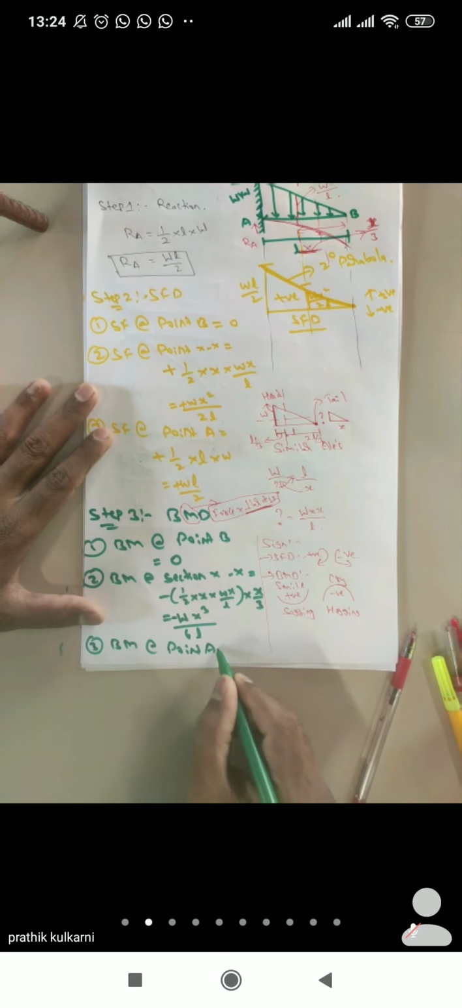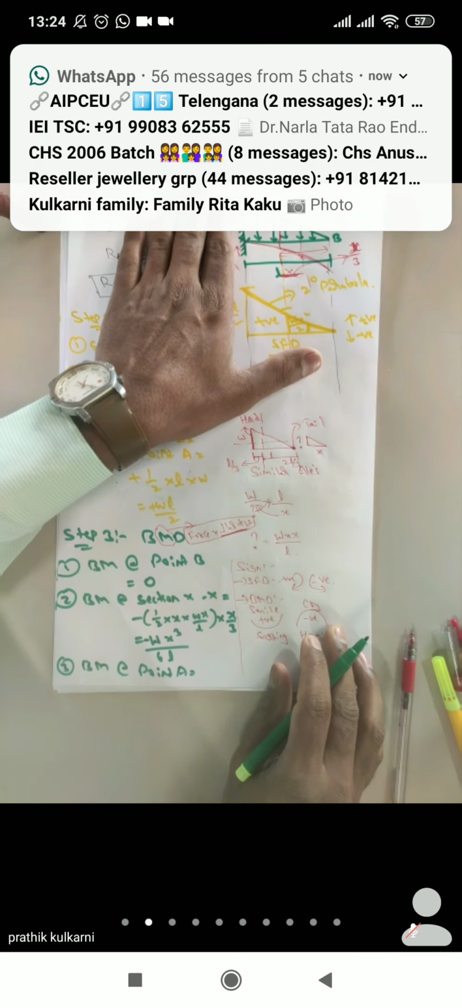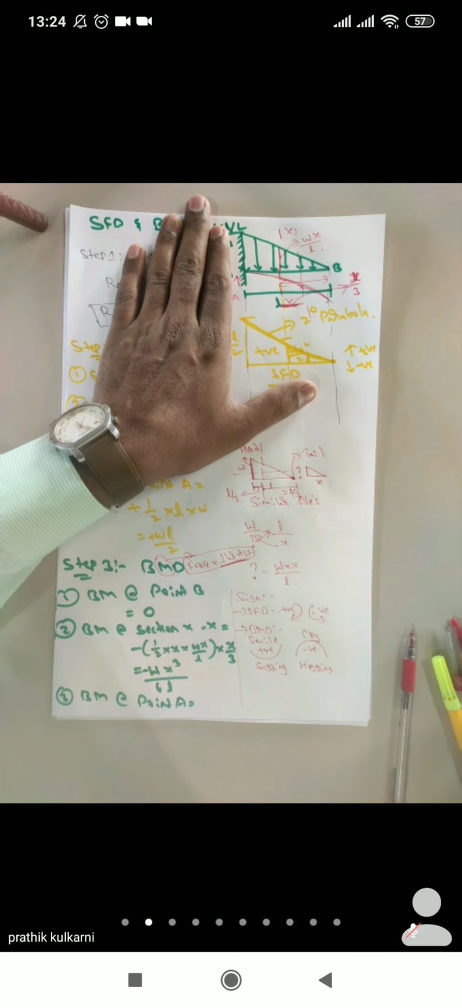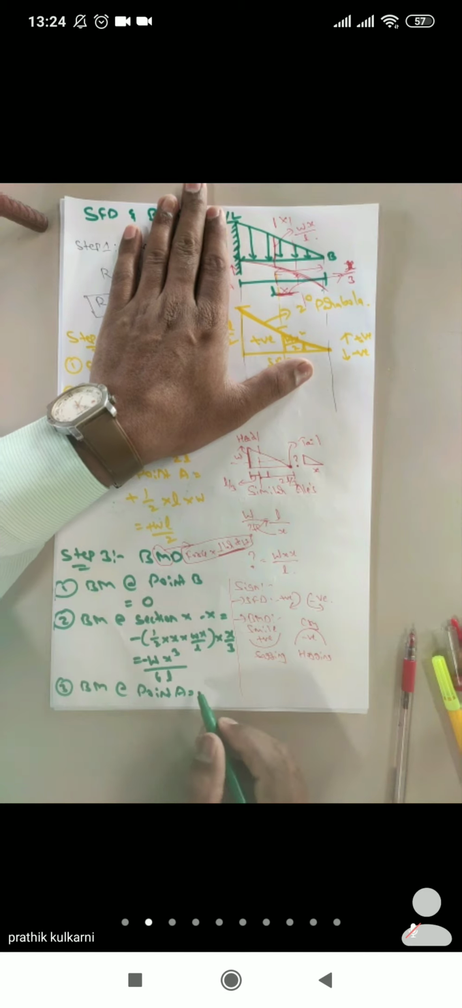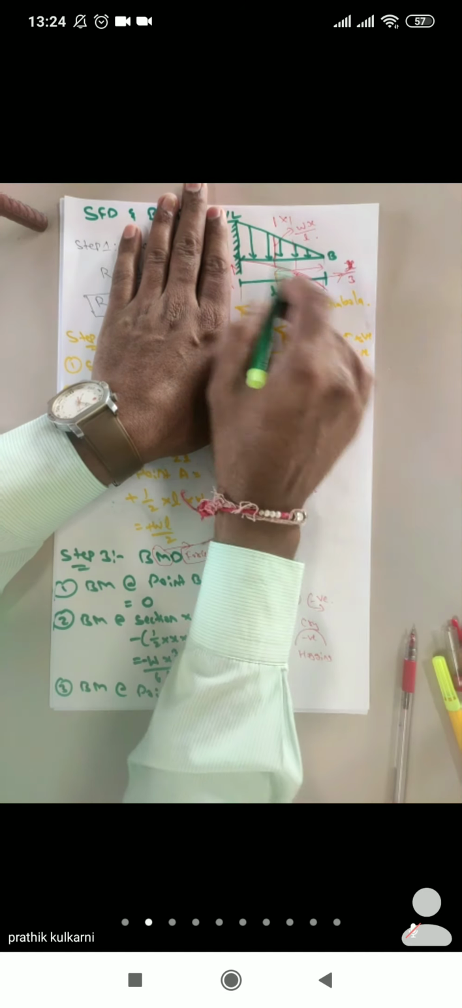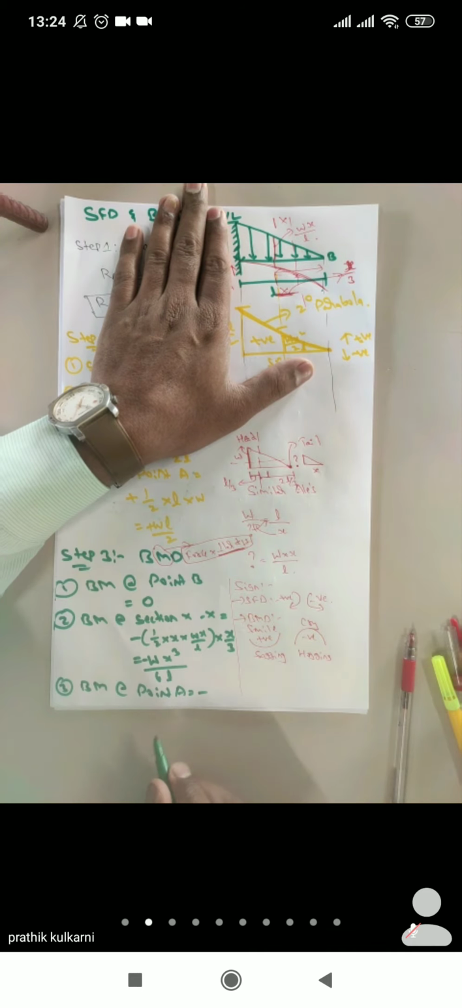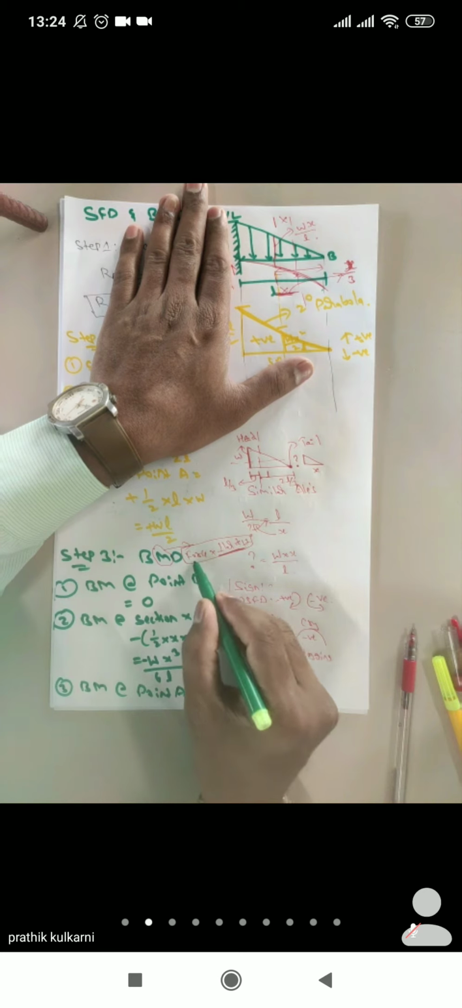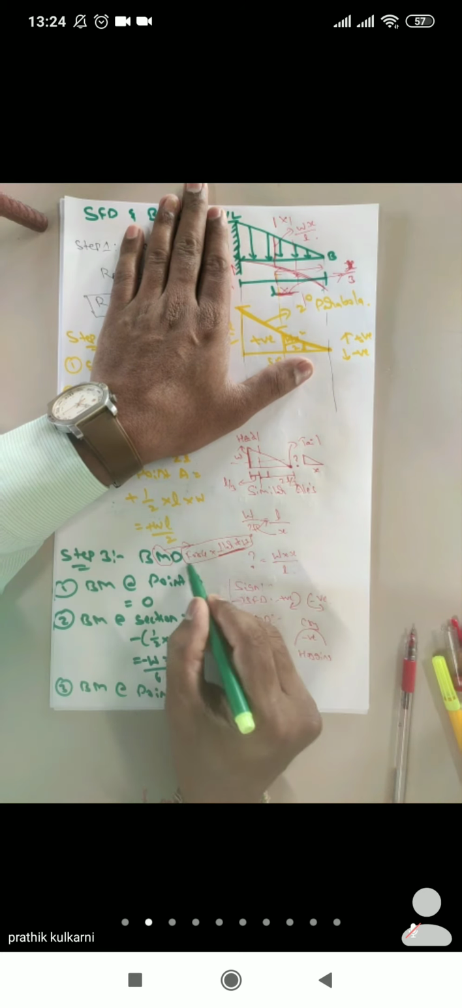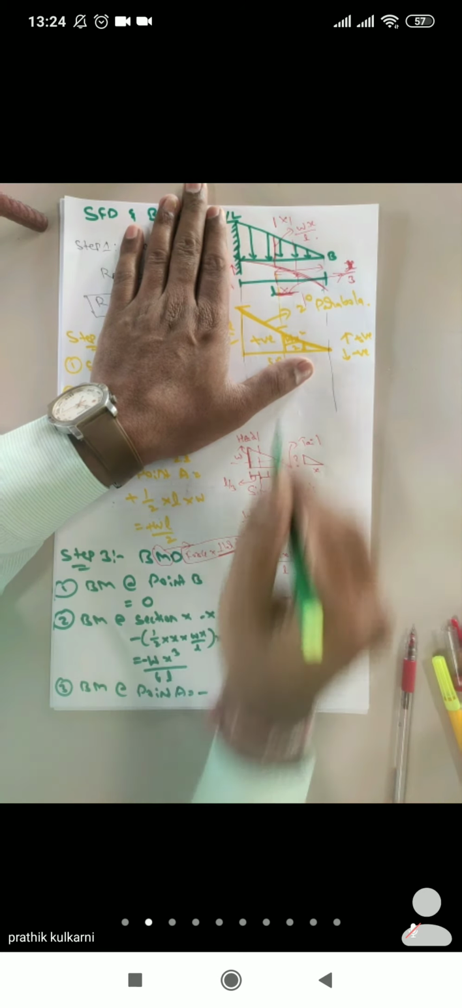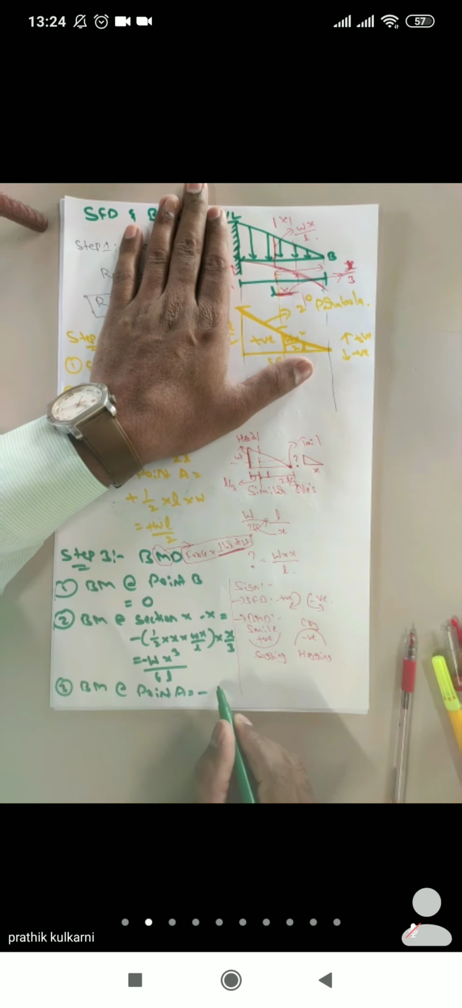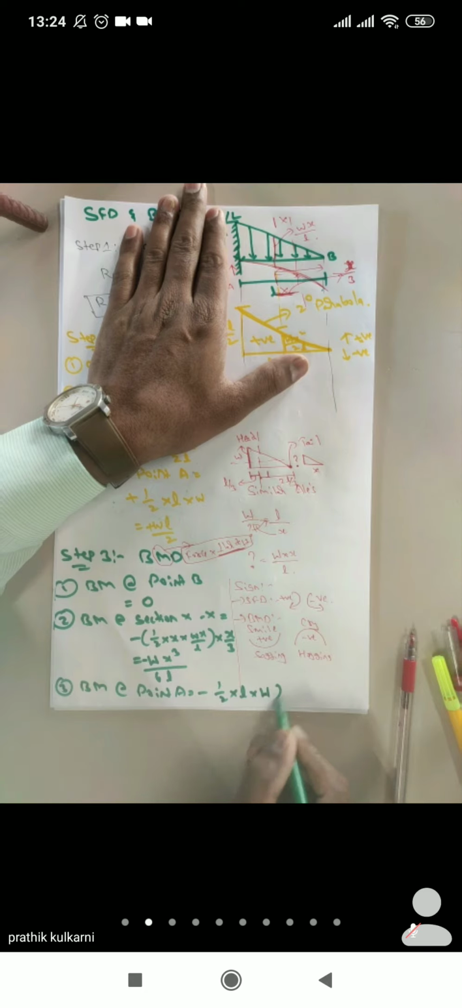point A. At point A, you have to find out your bending moment. First you have to see the sign convention. The sign convention is in the shape of hogging, so I'll take it as minus. Then we go with our force and perpendicular distance. What is the force? The force is the area, which is half into base L, height W.